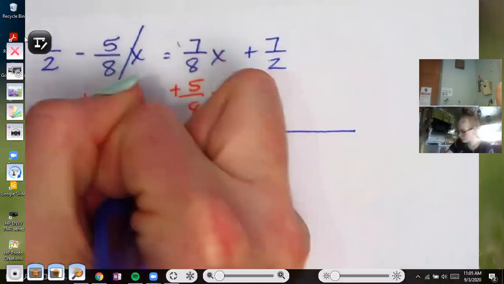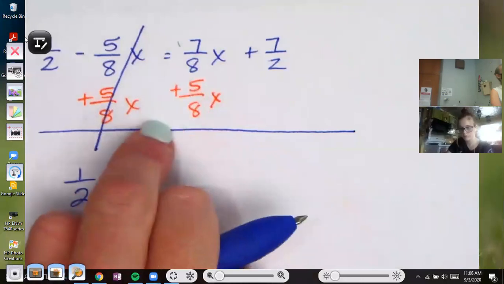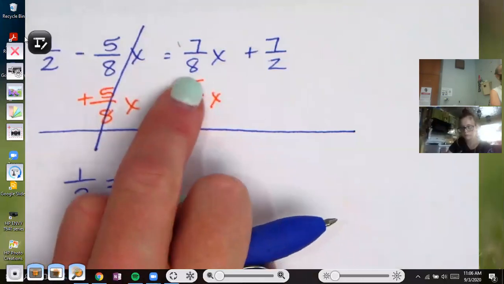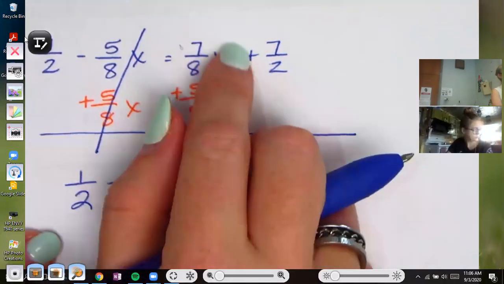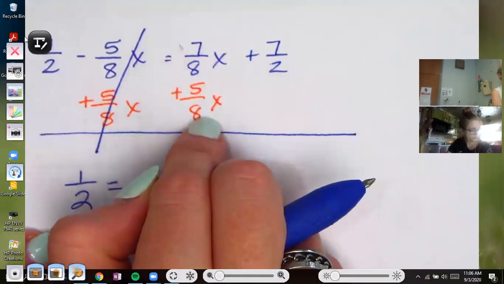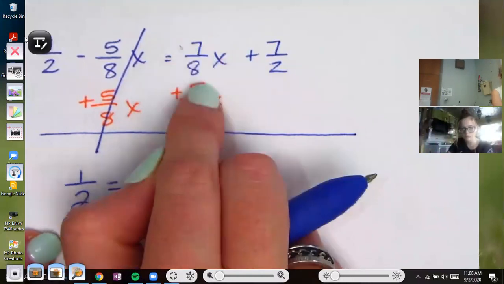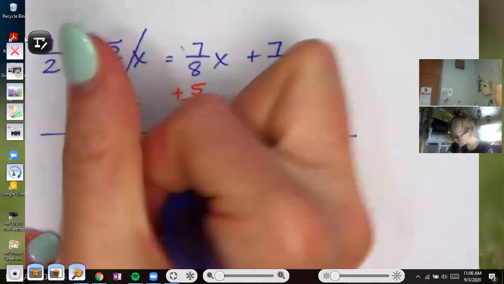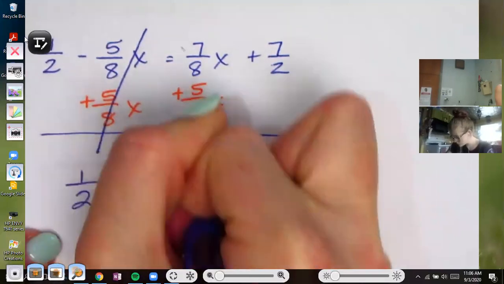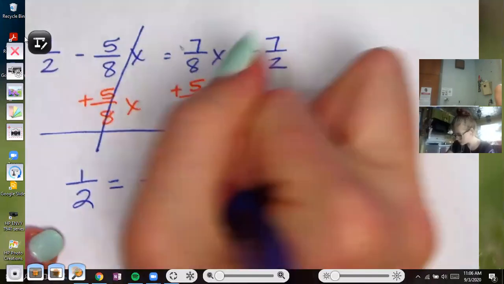Okay, now we have to simplify this side. The good thing about it is these fractions, since we're adding them and they have a common denominator, we don't necessarily have to plug them into our calculator. We can do this part in our heads. It already has a common denominator, so we just add the numerators. So what's 7 plus 5? 12. And then we keep the same denominator.